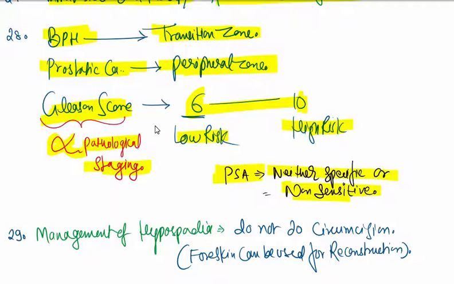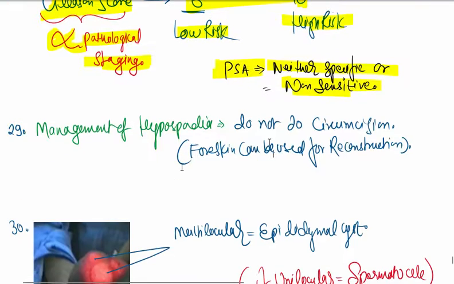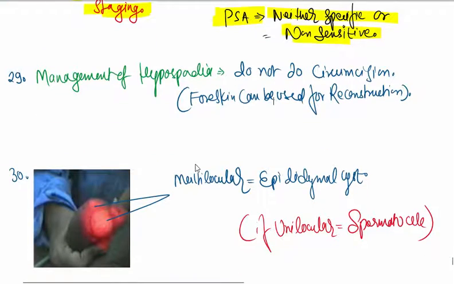In the management of hypospadias, we do not do circumcision. Why? The foreskin can be used for reconstruction, that's why circumcision is not done.